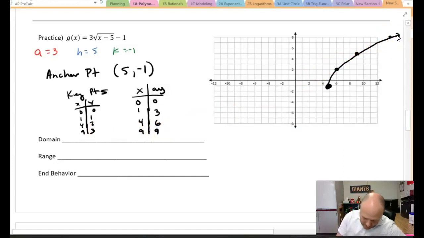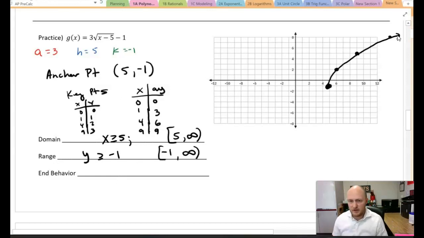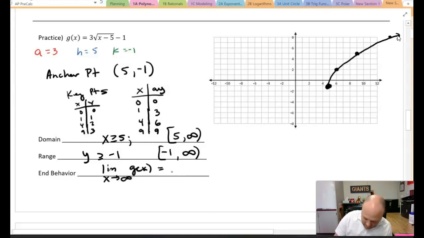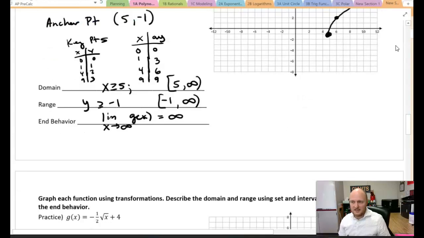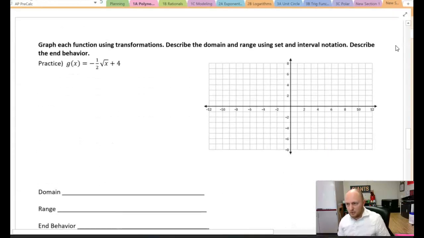Your domain here is going to be all x values that are greater than or equal to 5, and in interval notation, this is 5 to infinity. The range is y values greater than or equal to -1, and in interval notation, it would be -1 to positive infinity. Your end behavior: the limit as x goes to positive infinity of g of x is equal to positive infinity. Our right side is going up. Okay, how'd you do? Good? Awesome, piece of cake. Let's go ahead now and look at another practice one.